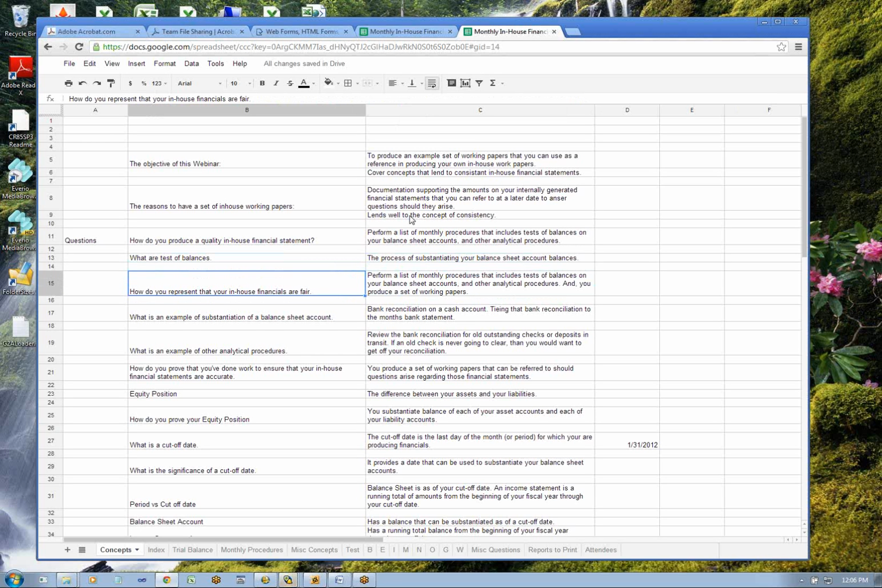So how do you represent that your in-house financials are fair? You represent it by performing a list of monthly procedures, test balances. Okay, and you produce a set of working papers. What is an example of substantiation of a balance sheet account? We just talked about that, a bank reconciliation on the cash account, tying the bank reconciliation to the monthly bank statement. What is an example of other analytical procedures?